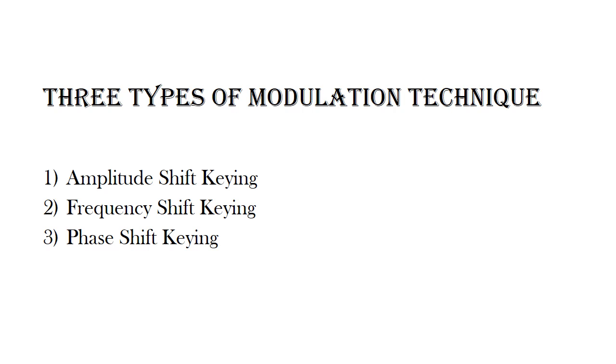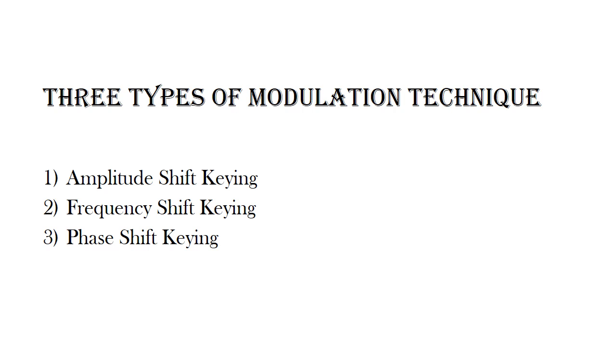There are three types of modulation techniques. First one, amplitude shift keying, second one, frequency shift keying, and third one, phase shift keying. So by the name of the modulation techniques, you can understand that it is based on the characteristics of analog signals.